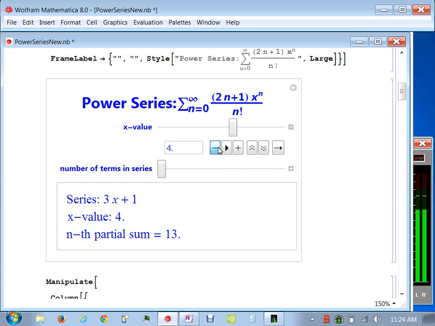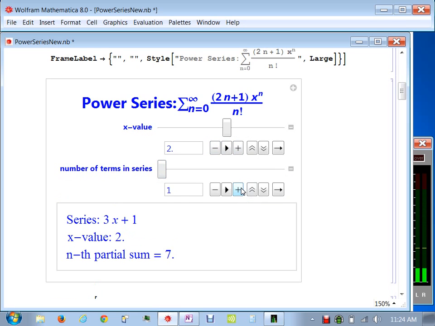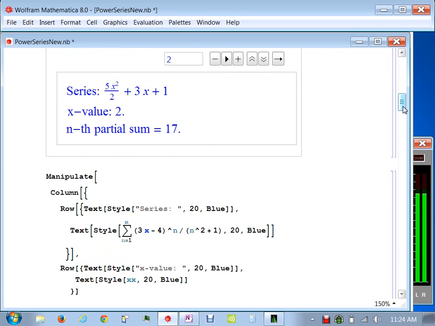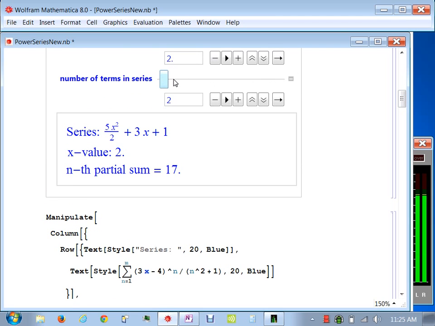Oh, hold on, I'm changing my x, not my terms. Here we go. So now here's our 5 halves x squared. Didn't we have that on there? If we add that up, plug in 2 there, we get 17. What we've concluded is that if I keep going out and adding more terms, I'm going to converge to a number. So now I'm going to drag my number of terms out and watch what happens to our sum, our nth partial sum. What should it do? Converge to what?